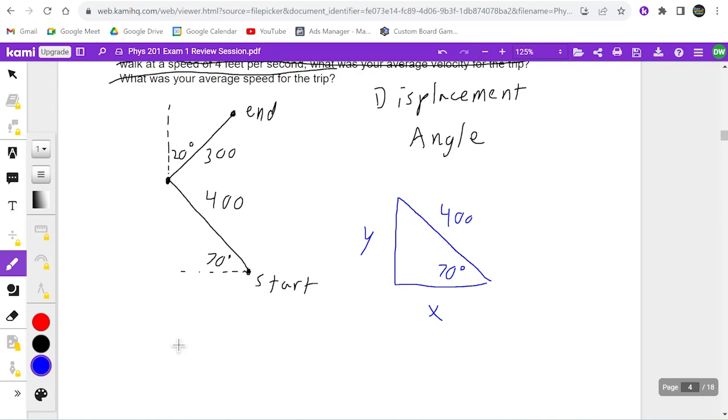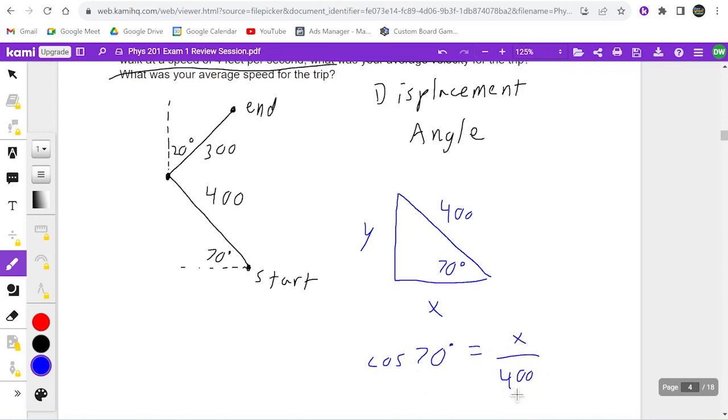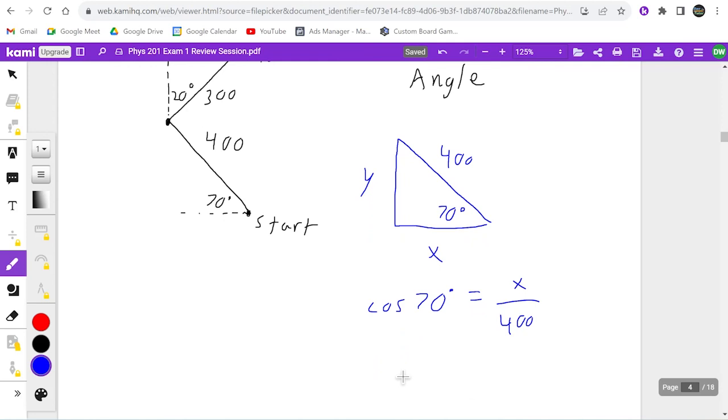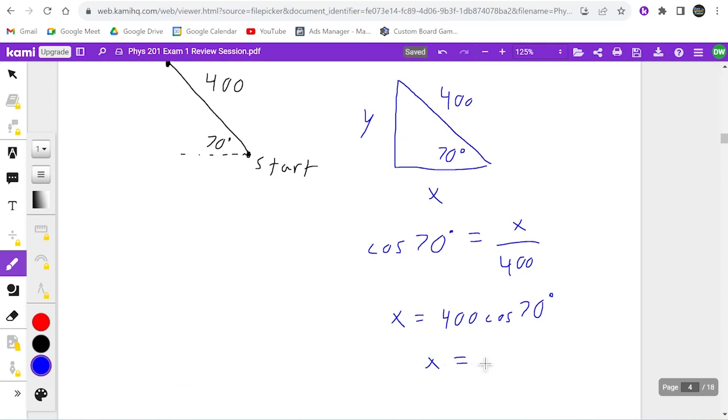It's going to be cosine, because cosine uses the adjacent. So then it's going to be cosine of 70 equals x over 400. And then x equals 400 cosine 70 degrees. And if you plug that in a calculator, you'll get 136.8.